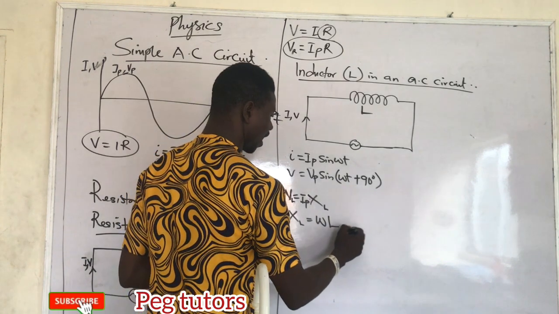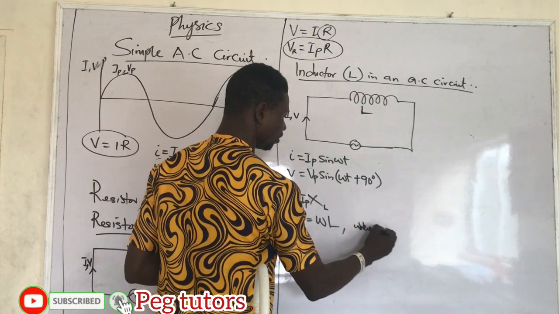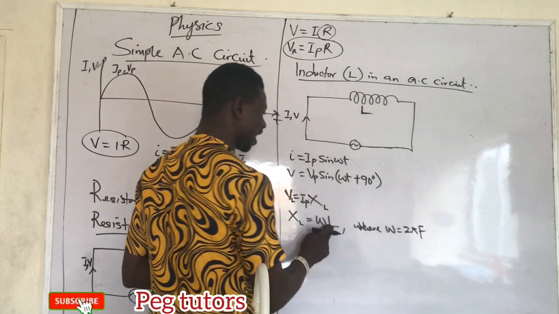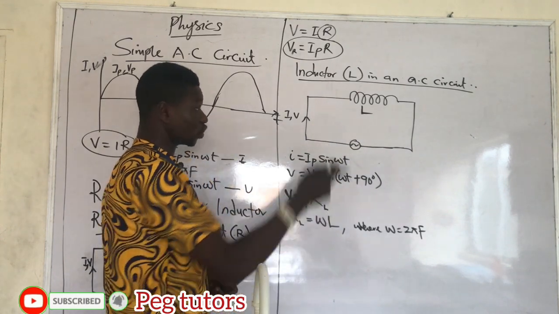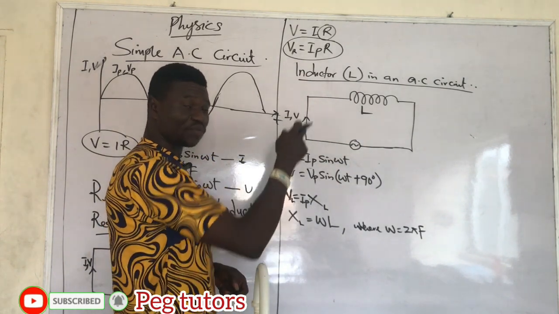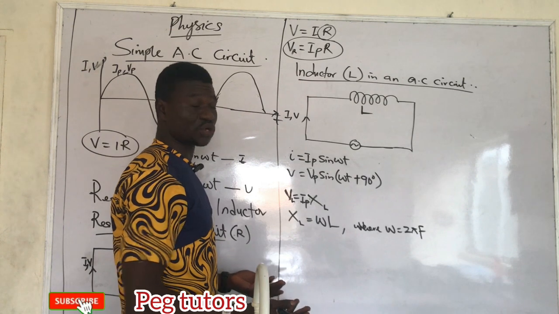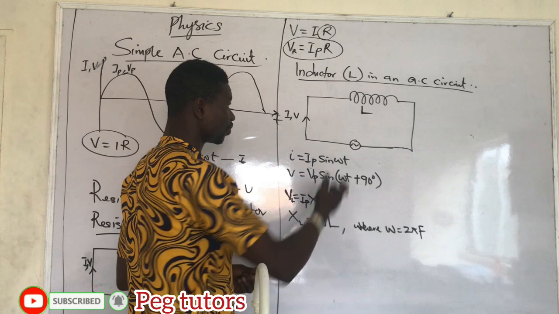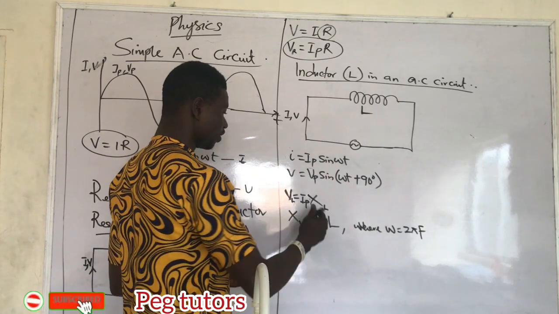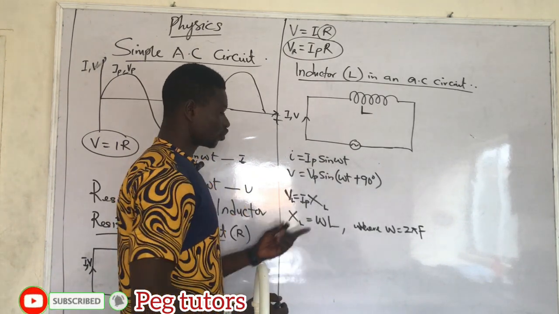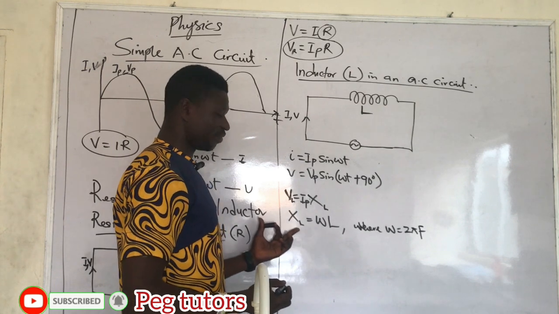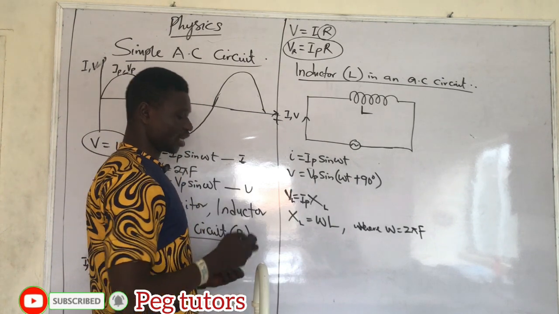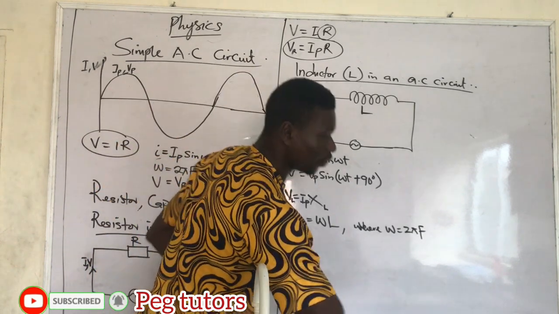Where W is equal to 2 pi F, and L here is the value of the inductor so connected. You'll be given the value of the inductor; the SI unit of inductance is Henry. So they will give you the value of the inductor there, and you use omega L to find your inductive reactance. If this is clear, let us take a question to see what we can do.